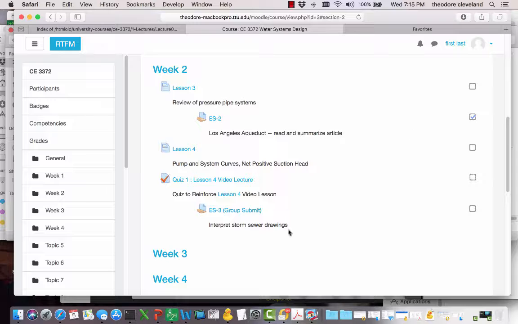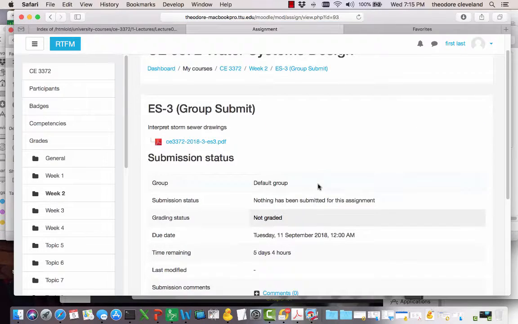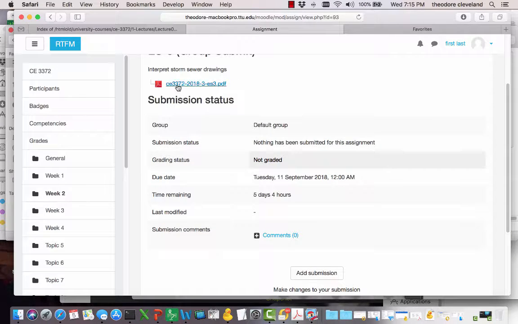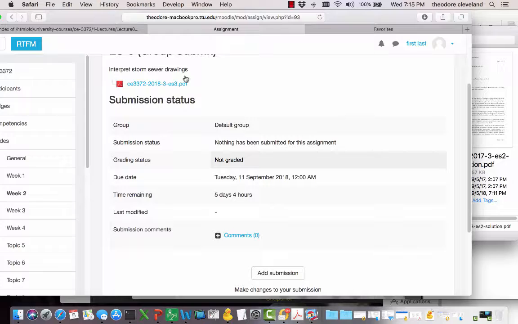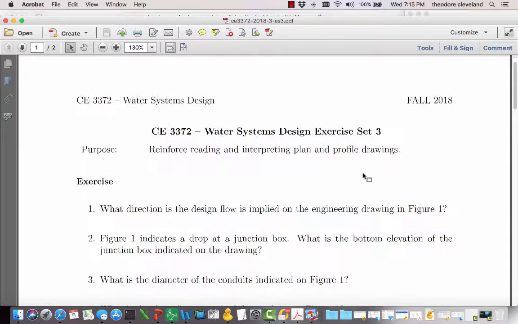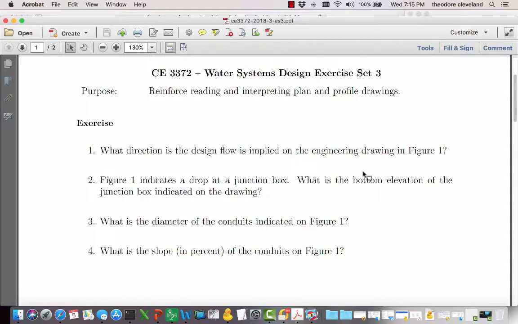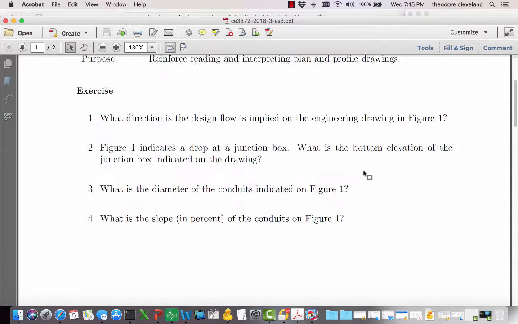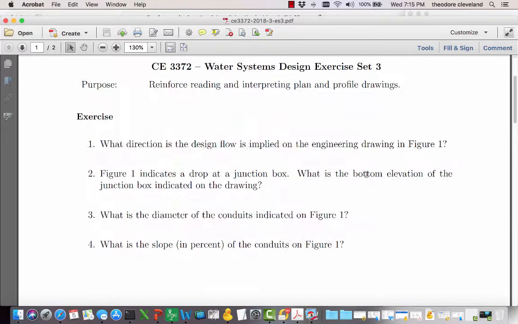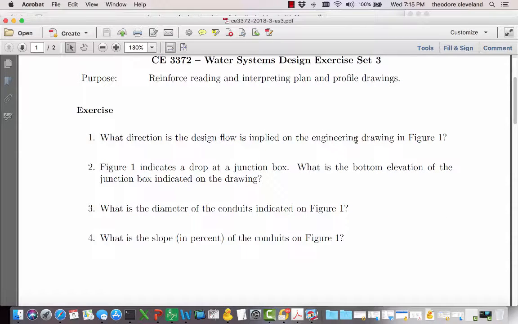The next exercise is exercise set 3. This is your first group submission, so any member of the group can make the submission. The exercise set is here, and it's to interpret plan and profile drawings. So there's going to be drawings on this page right here, and we have several questions to answer. What's the direction of the design flow implied by the drawing in figure 1?